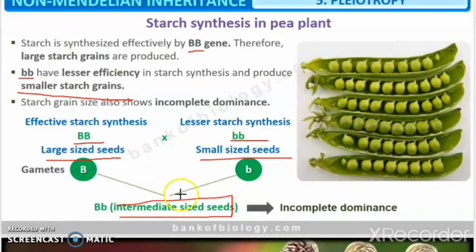And when you take this heterozygous condition, the seeds will be round here. Okay, it is not wrinkled. So in this capital B, the seeds produced will be round, and here it will be wrinkled. So in this heterozygous condition, the seeds will be round, but it does not have as much starch grains produced by capital B, capital B. So they are intermediate sized.